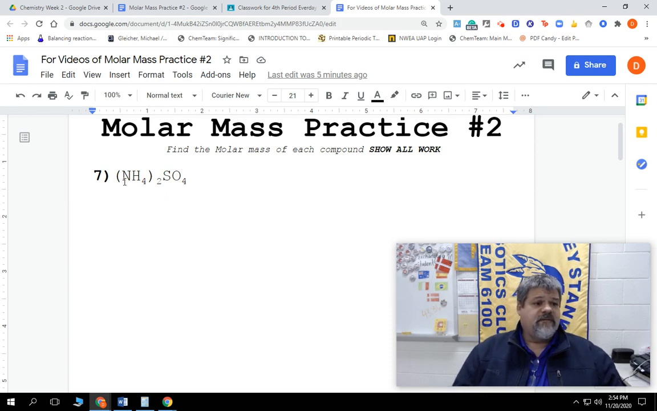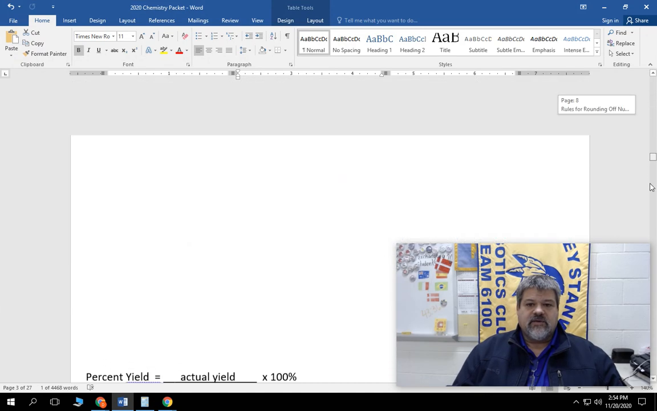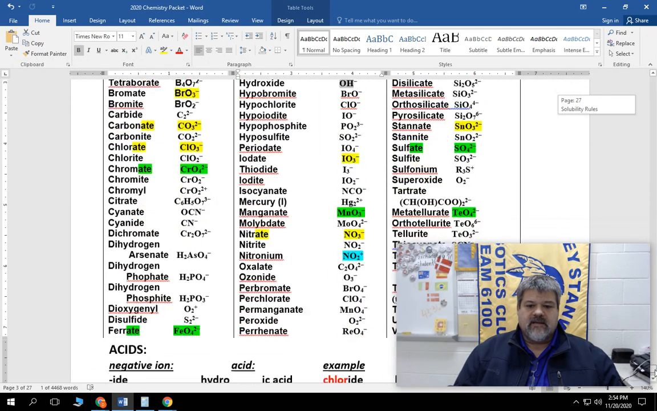So let's just go ahead and look at our packet. We'll look at the very last page and figure out what it is. We're just going to have to name this polyatomic ion and this one right here. So that's what we're going to look for. Let's go to the packet, pull the packet up, and get all the way to that last page.